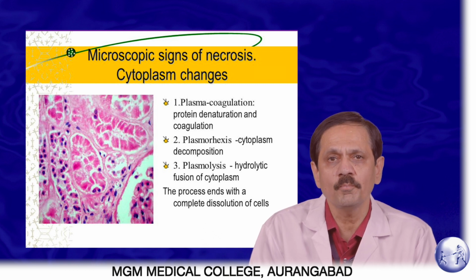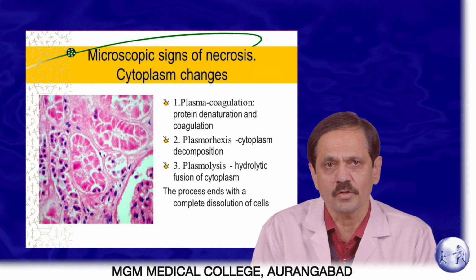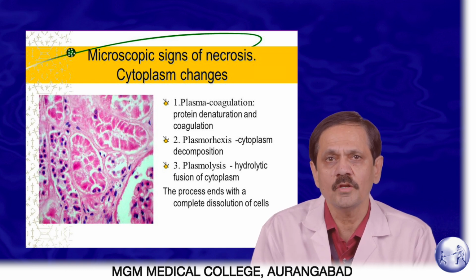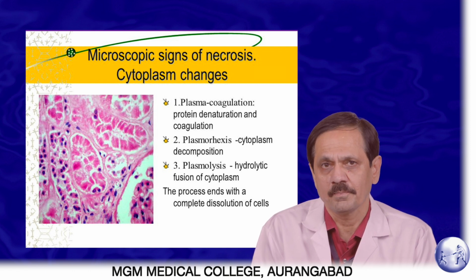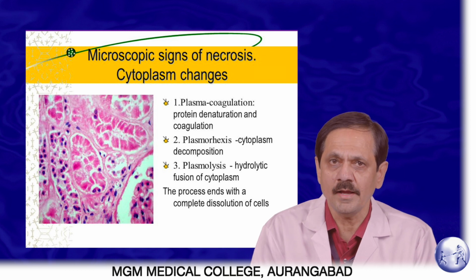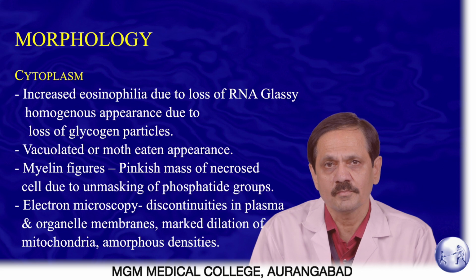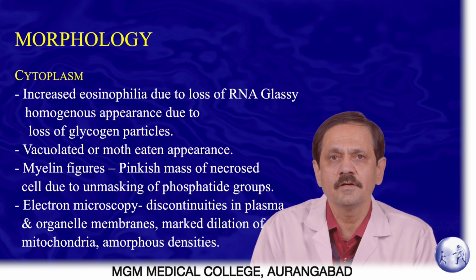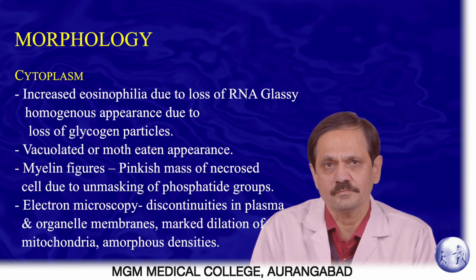So, these are the three important changes that occur in the nucleus. First is pycnosis, second is karyorrhexis, that is fragmentation of nuclei, and third is karyolysis, that is disappearance of the nuclei. Now, we will see what are the changes that are seen in the cytoplasm. In the cytoplasm, three things are happening. Number 1, first there is a well marked hyalinization of the cell, second, bursting of the cell, and third, appearance of the myelin figures.